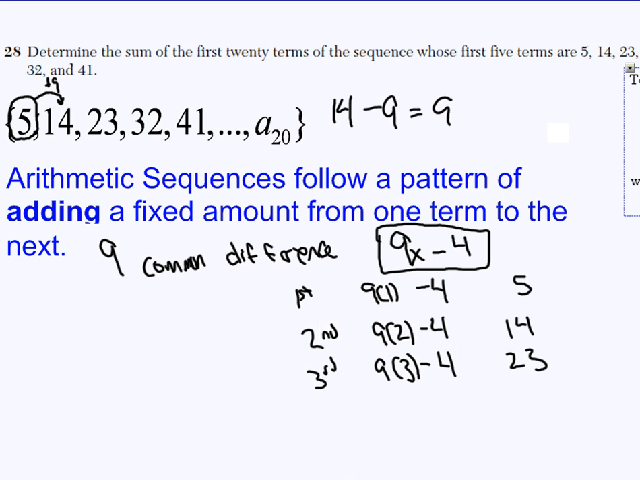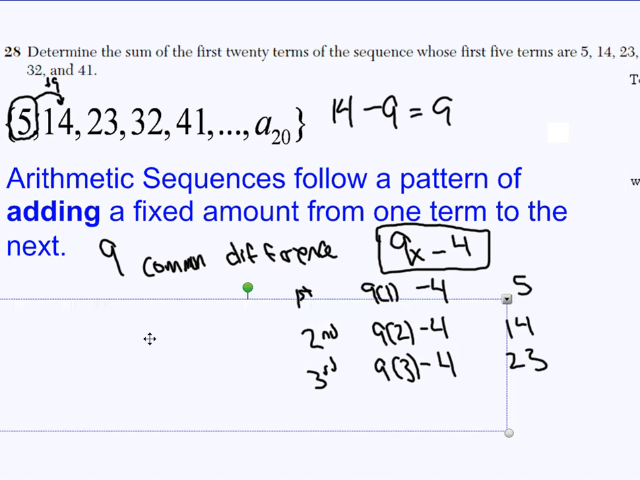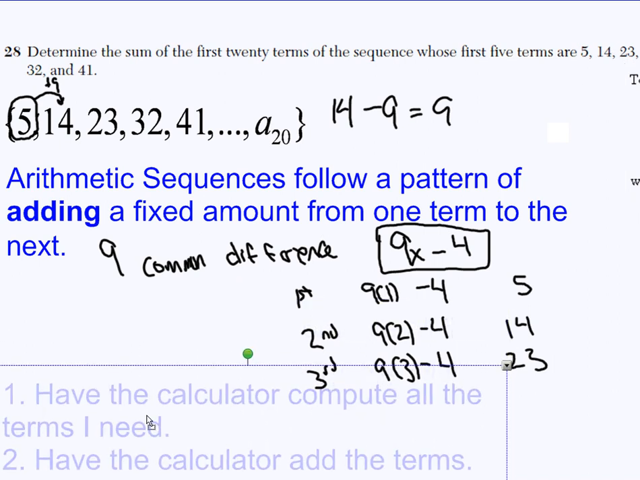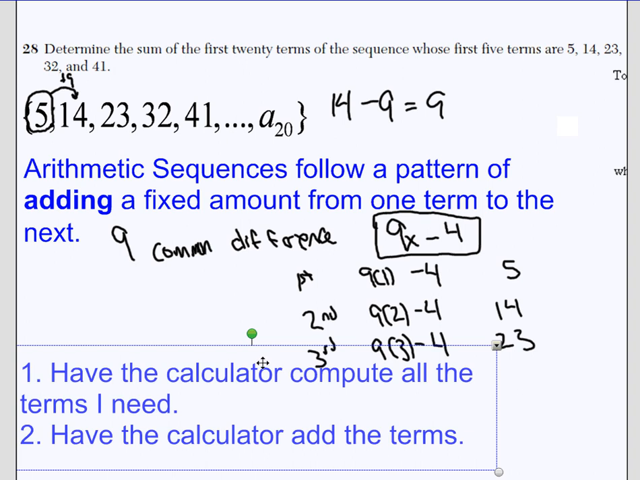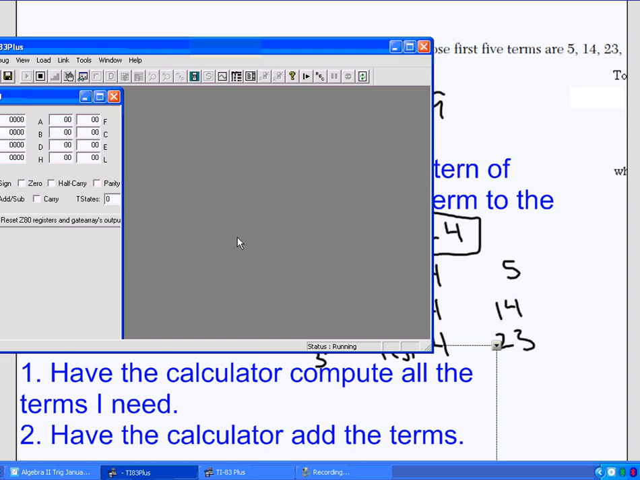But what they want me to find is the sum of the first 20 terms. So am I going to have to do this for 20 terms and then just add them all up? That would take a very long time. One of the things I can do is use the graphing calculator. And I can use the graphing calculator to compute all the terms that I need, and then I can have the calculator add those terms. So let me go ahead and show you how to do that.